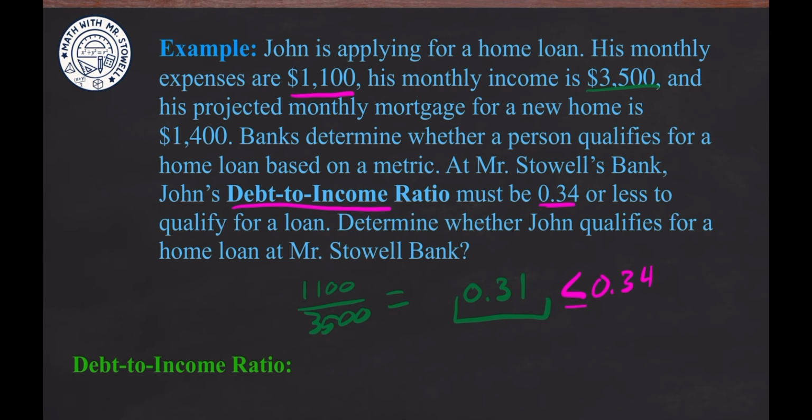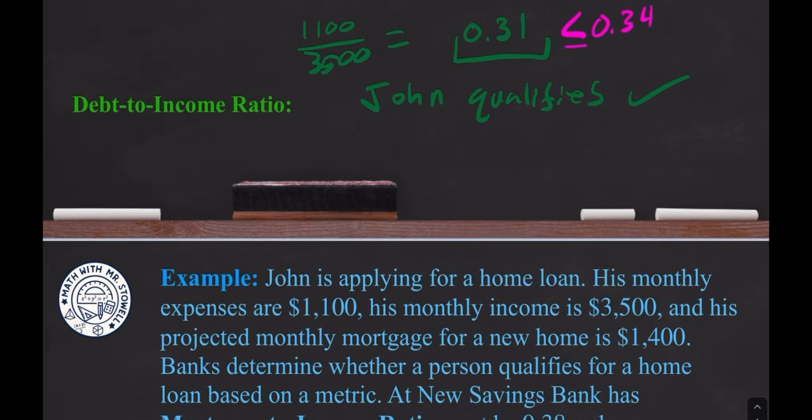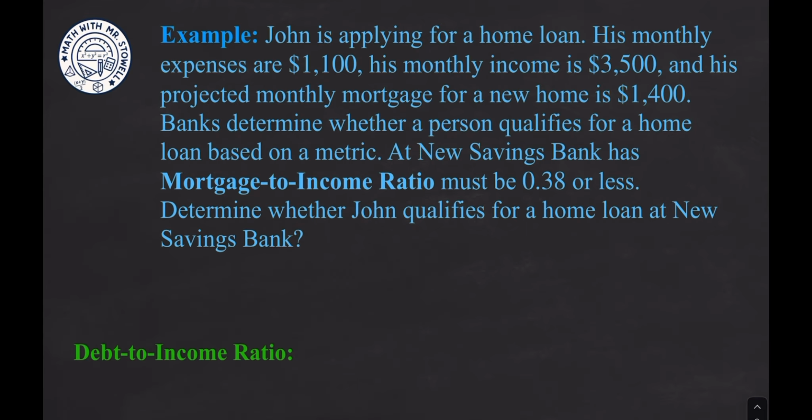So we can say John qualifies. That's nice. He qualifies for the Mr. Stowell Bank. By the way, debt to income ratio, that is how much he is paying for his debt, his monthly expenses, versus his income. Monthly debt versus income.